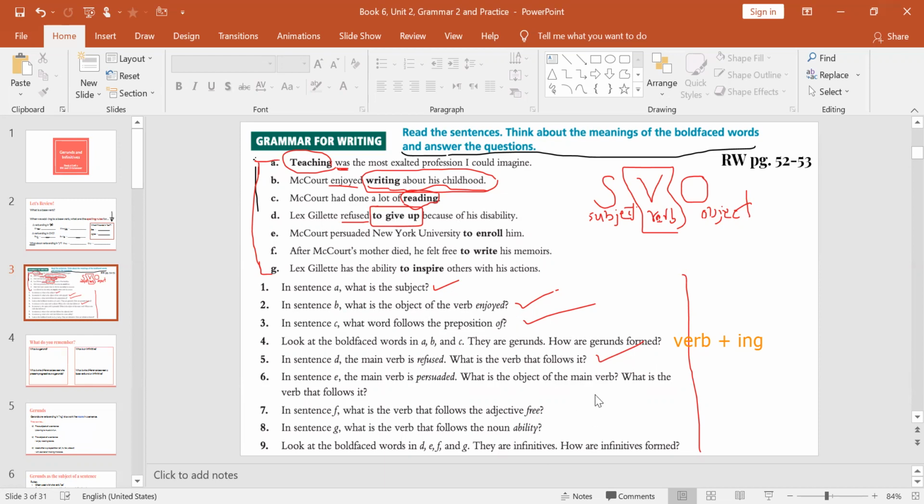In 6, in sentence E, the main verb is persuaded. What is the object of the main verb? If this is the main verb, then the object would be the noun phrase or prepositional phrase that comes after it. Basically any type of phrase that would come after it, noun or prepositional, would be the object of it. New York University.